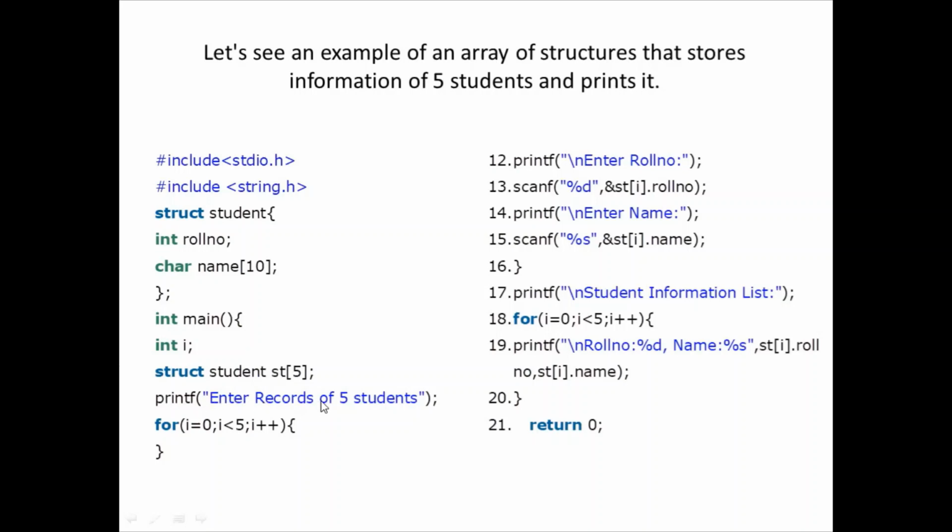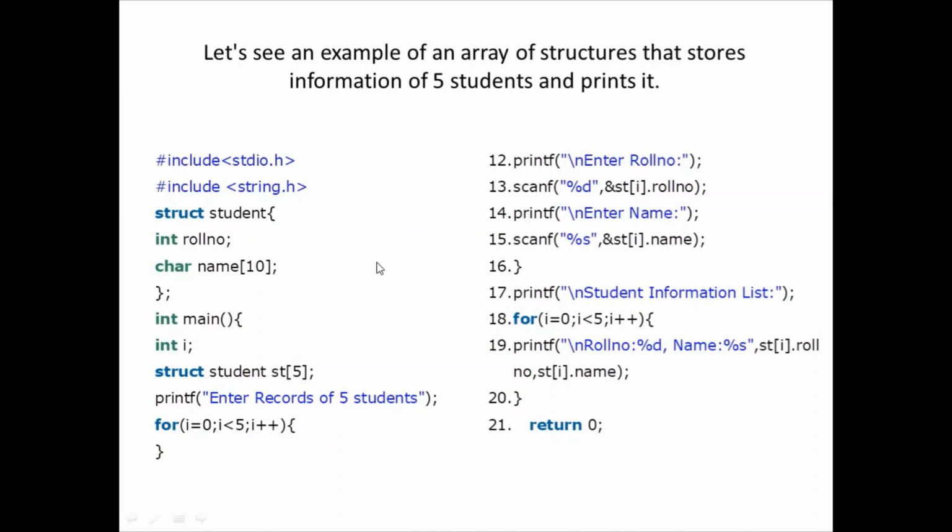Now enter records of the 5 students. So we are going to use a for loop: for i equal to 0, i less than 5, i plus plus, open curly braces. Here I'm going to give the printf enter roll number, scanf %ld, comma, address of st of i, roll number. So we are going to read the first student roll number, and I'm going to read the name that will be stored at st of i. What is the i value here? It is 0. st of 0 name, the value will be stored.